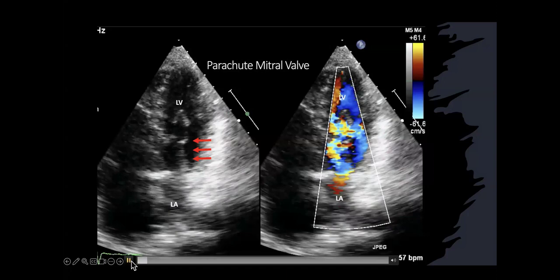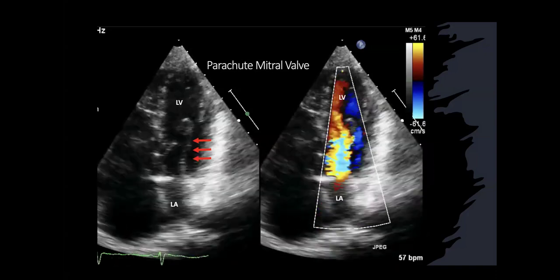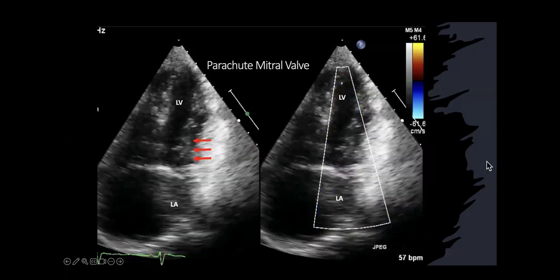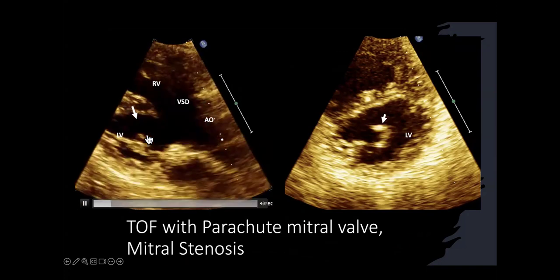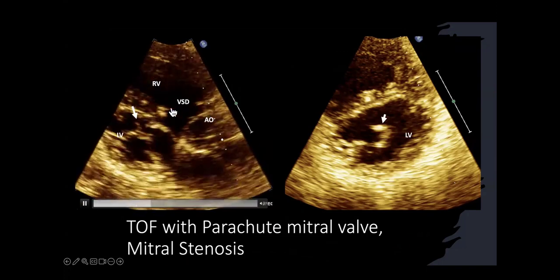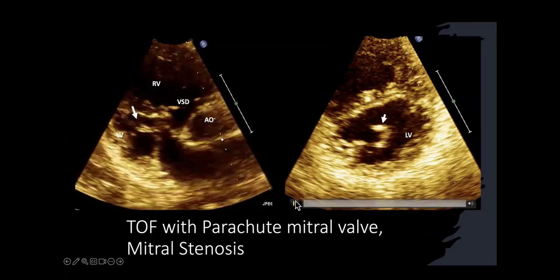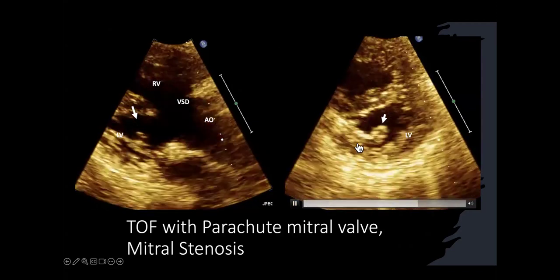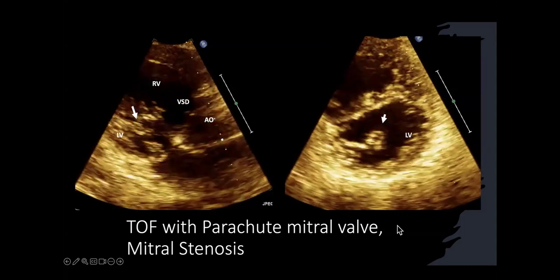Showing you an example of a parachute mitral valve. Yes, it does look like a parachute, and there is an obstruction of this parachute valve. This is a child with tetralogy of Fallot, and you can see the parachute here. This is a VSD with an aortic override, and you see this parachute valve here. If you look at this clearly, it is attached to the solitary posteromedial papillary muscle, which classifies this as a parachute valve.